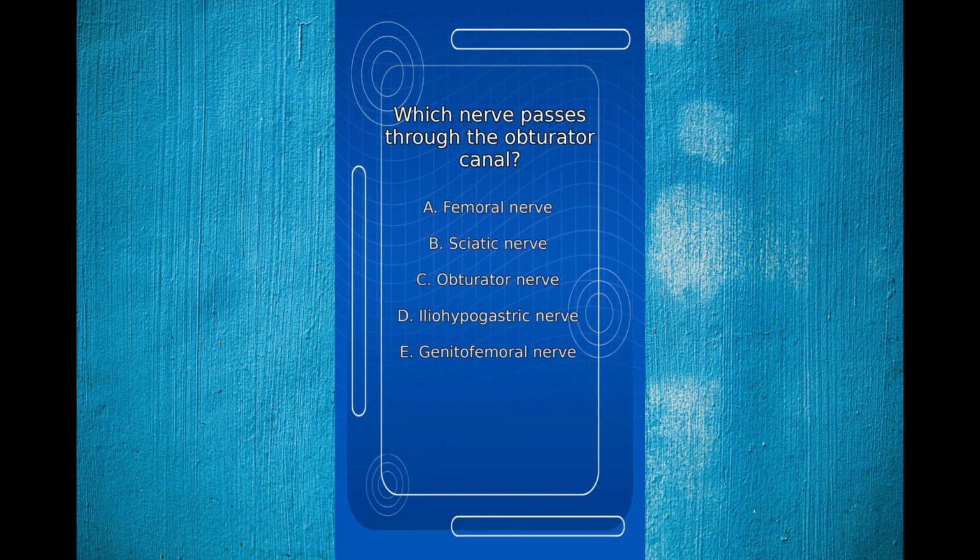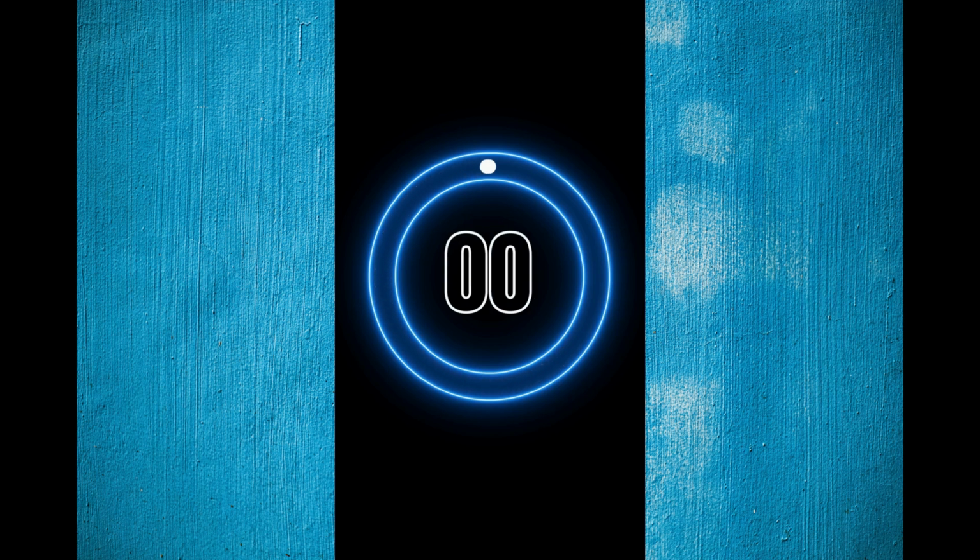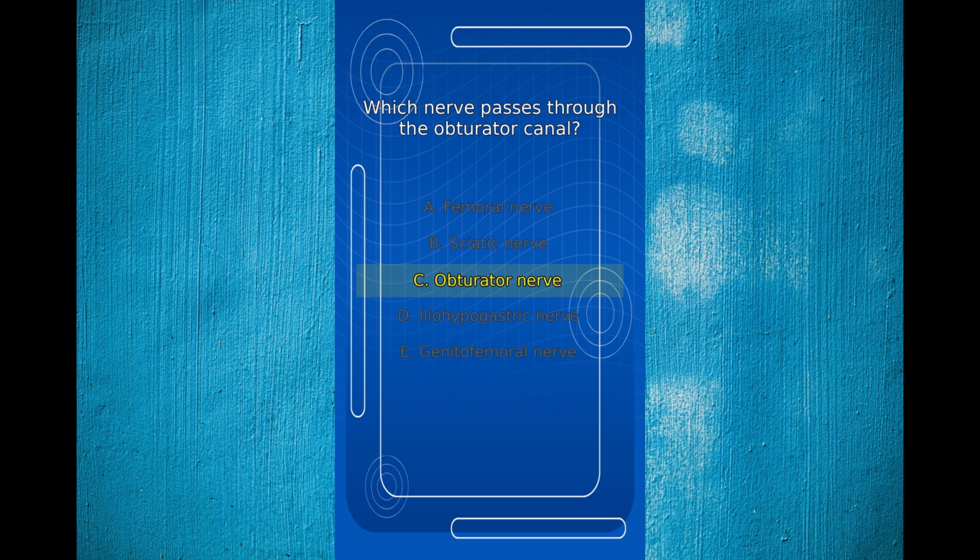Which nerve passes through the obturator canal? The correct answer is C. Obturator nerve. The obturator nerve passes through the obturator canal to enter the thigh.